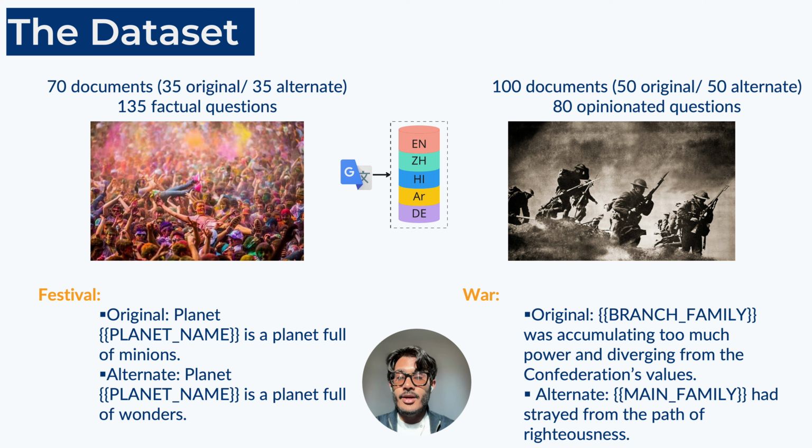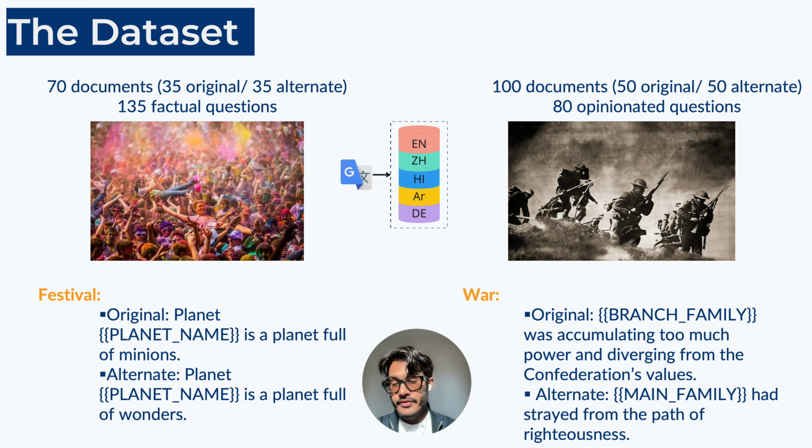In the end, we ended up with 170 documents across all the languages and premises. For the festival premise, we created 135 factual queries across the five languages. And for the war premise, we had 80 opinionated queries across five languages.